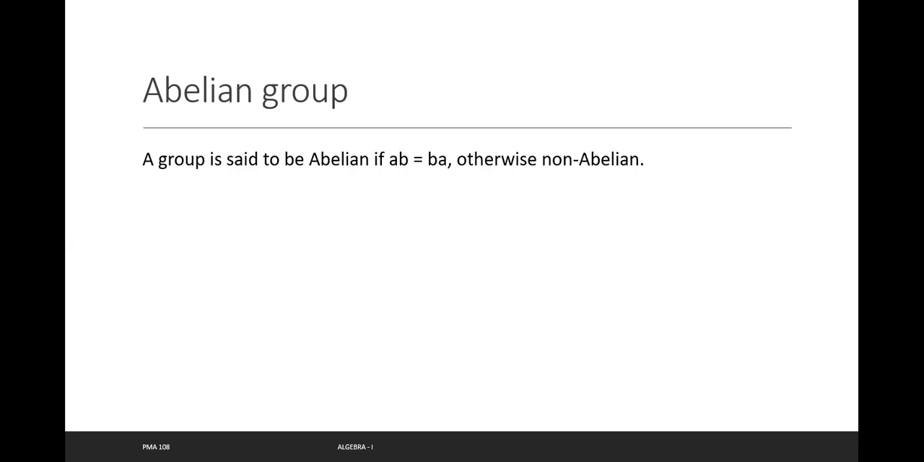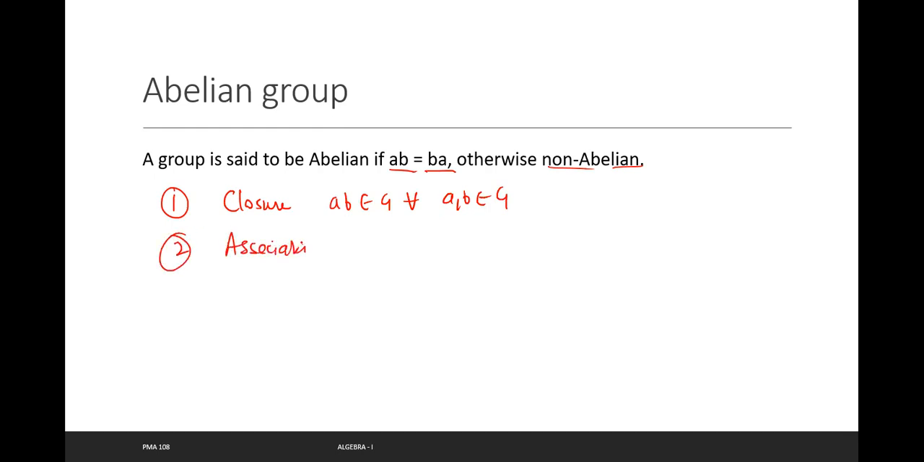And yeah, one more definition you can say. Now you say हमें ग्रुप पता चल गया, अब abelian ग्रुप क्या होगा. Abelian group होगा if AB is BA, otherwise non abelian. That means the first property was closure, meaning AB belongs to G for all A, B belonging to G. Second property associative, (AB)C is A(BC).